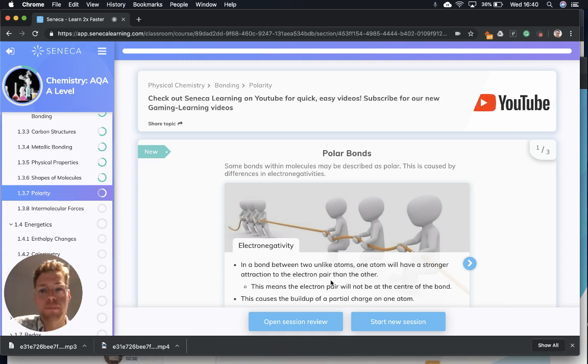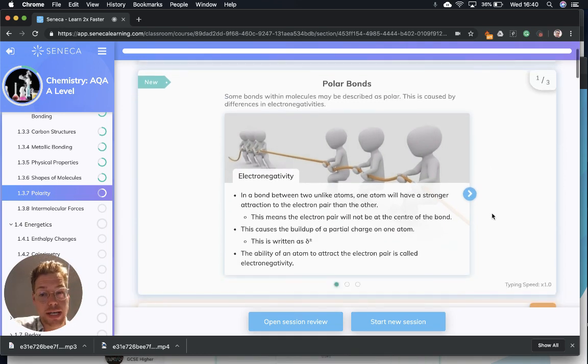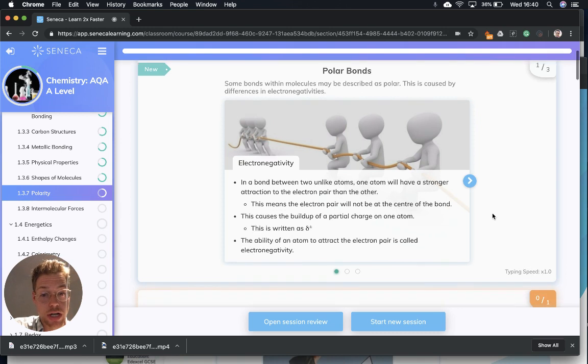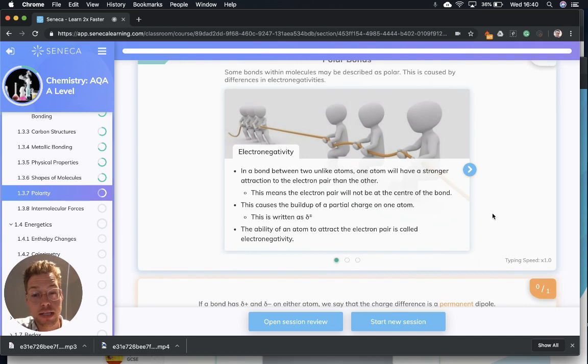Let's get going. Some bonds within molecules can be described as polar, and this is due to a difference in electronegativities. In a bond between two unlike atoms, one atom will have a stronger attraction to the electron pair than the other. This means the electron pair will not be at the center of the bond. This causes the buildup of a partial charge on one atom, and we can write this as delta plus or delta minus depending on the charge.